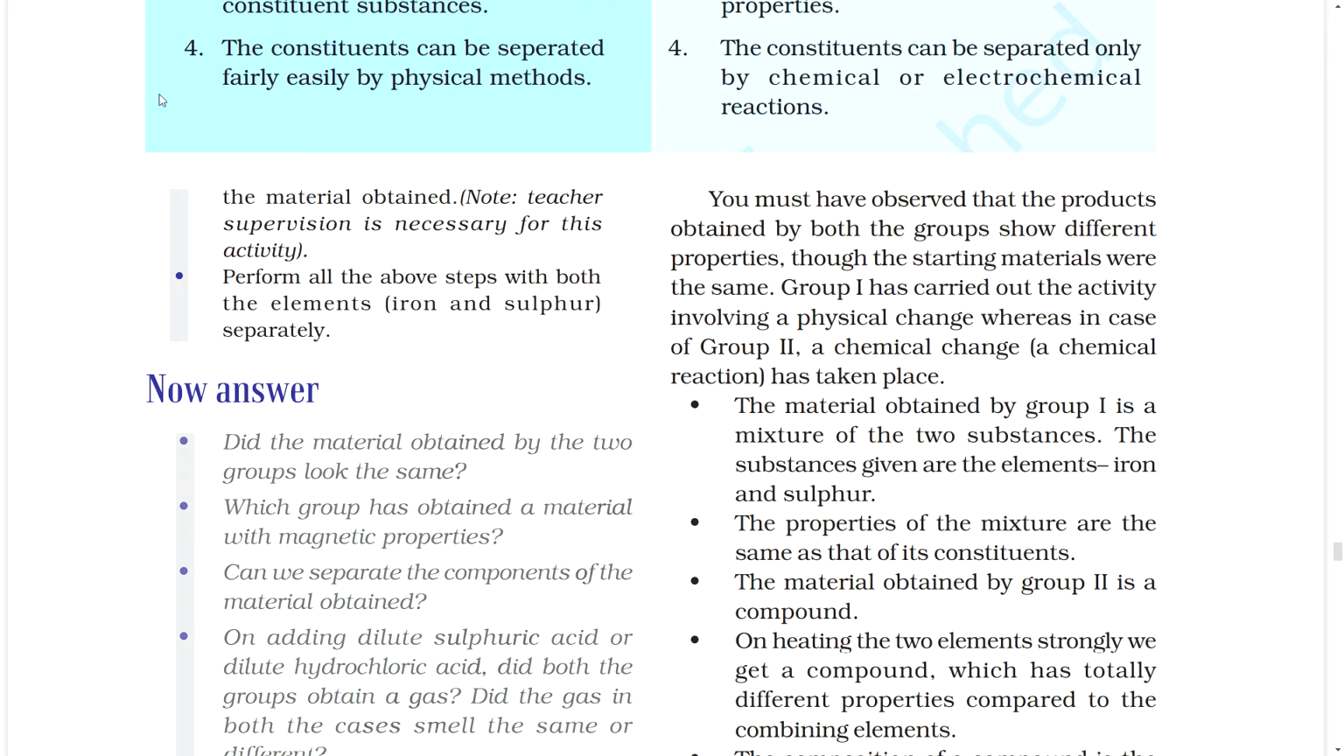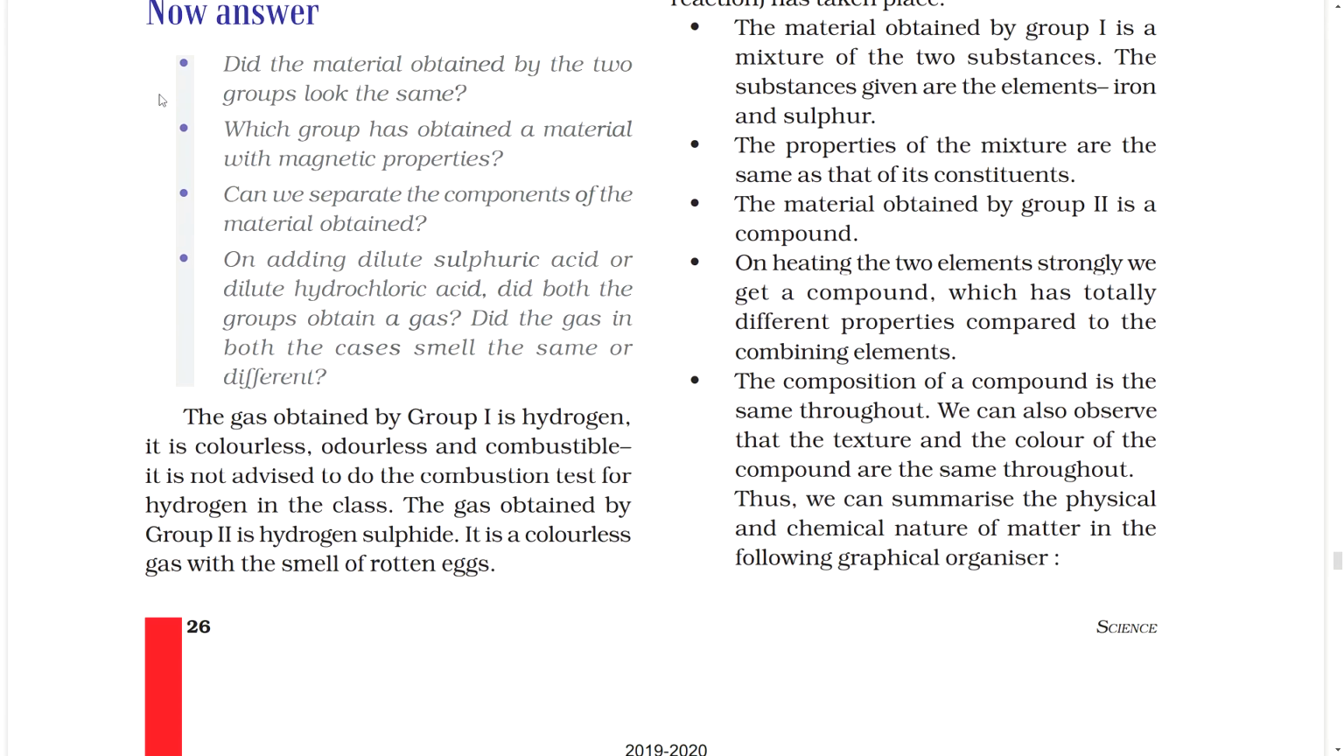On heating the two elements strongly, we get a compound which has totally different properties compared to the combining elements. The composition of a compound is the same throughout. We can also observe that the texture and the color of the compound are the same throughout. Thus, we can summarize the physical and chemical nature of matter in the following graphical organizer.